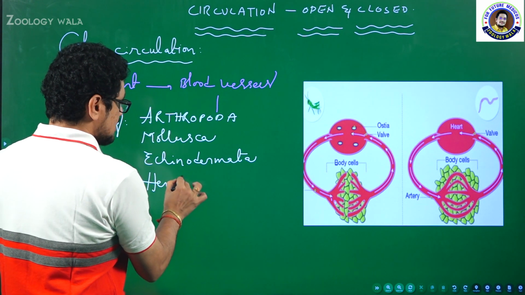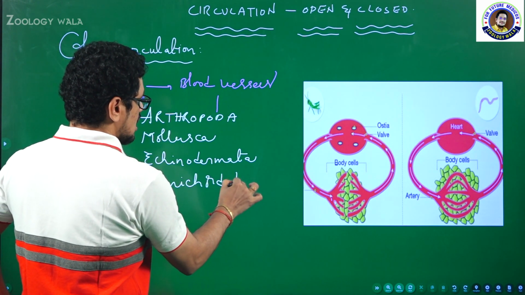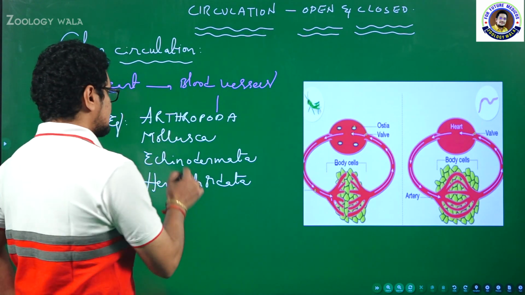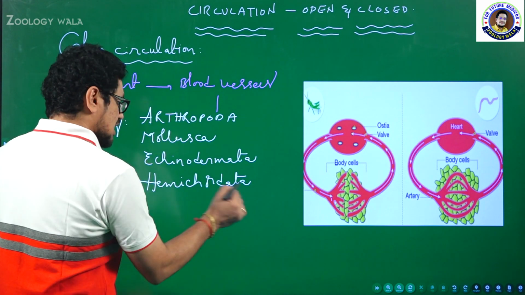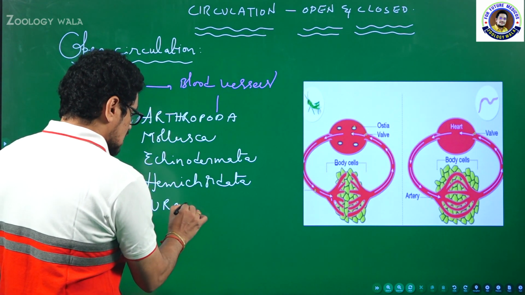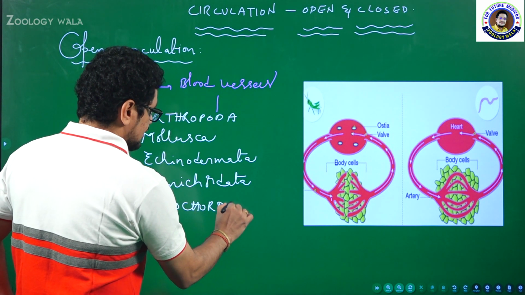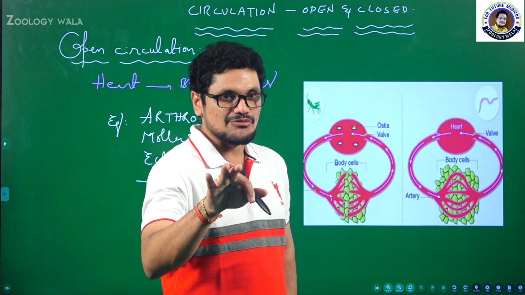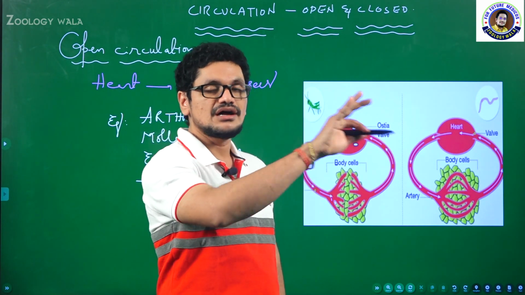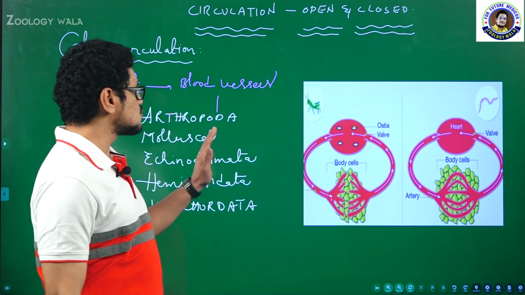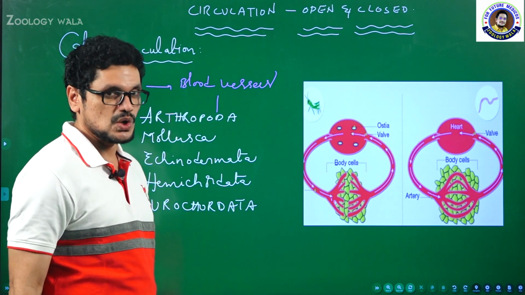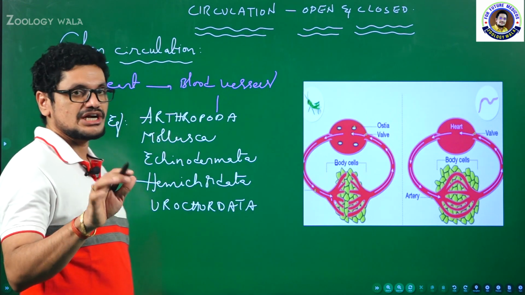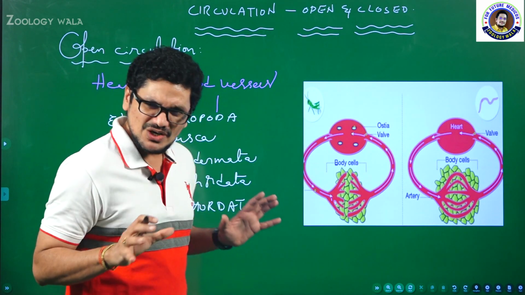Hemichordata. Hemi means half, chord means notochord, so having half chordates. These are also called adelochordates. I will tell at the time of animal kingdom. Hemichordates, and even in Urochordates, Urochordata. Phylum Chordata is divided into three subphyla: Urochordata, Cephalochordata, and then Vertebrata. In Urochordates, open circulation, and in Cephalochordates, closed circulation. So there are some more examples. I will tell at the time of animal kingdom, and now my intention is to explain what is open circulation.